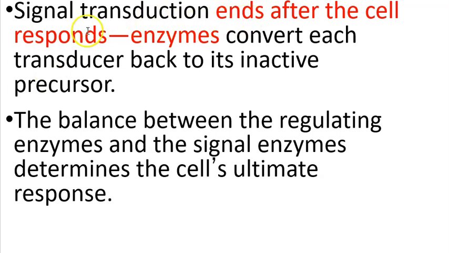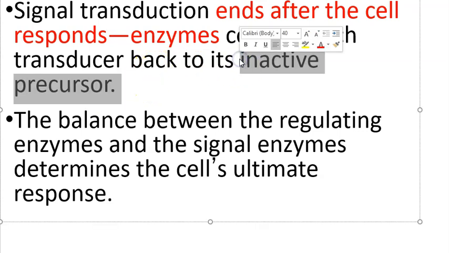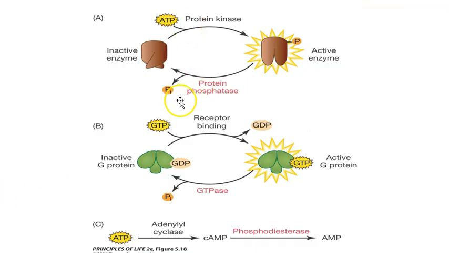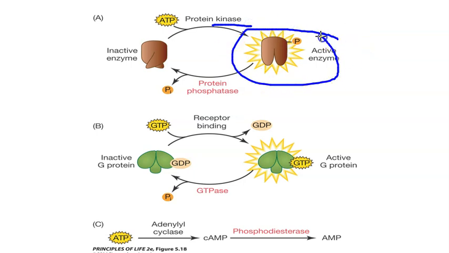Signal transduction ends after the cell responds. So enzymes convert each transducer back to its inactive precursor. We have to be able to regulate signals. We have to be able to turn them on and turn them off. The balance between the regulating enzymes and the signal enzymes determines the cell's ultimate response. So here you go, right? We talked about it before. Kinase adds a phosphate. Phosphatase removes a phosphate.